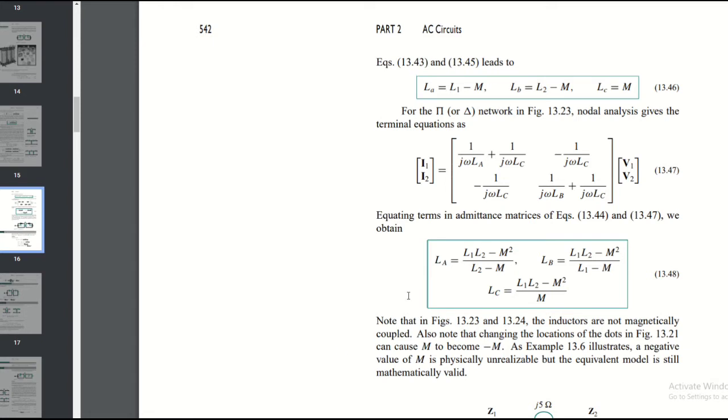This is the formula, and for the pi equivalent circuit, this will be the formula. So for pi, they use a capital letter here, LA, LB, and LC. Okay.